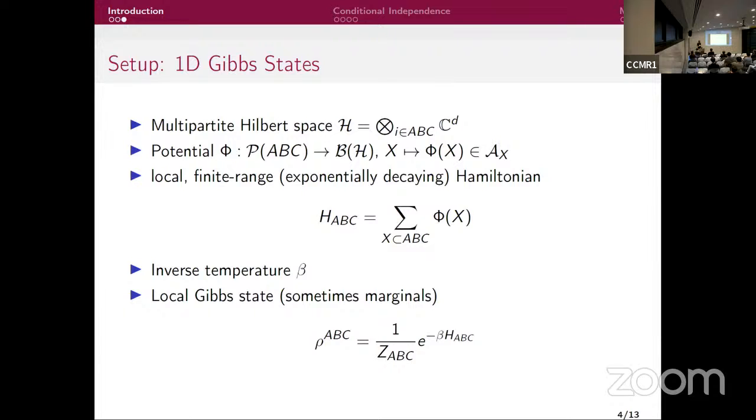I will always, for the moment, put my chain in 3 pieces, which is why I always have the subindices ABC. And you always have a Hamiltonian which consists of all terms that are supported in the subset ABC. Our terms will also always be translation invariant. The inverse temperature is beta, and then we define the Gibbs state, which is the exponential of minus beta times this Hamiltonian divided by some normalizing factor. Sometimes we'll talk about marginals as well. So if there are subscripts instead of superscripts, these will be local marginals of this Gibbs state. I will come to this later.